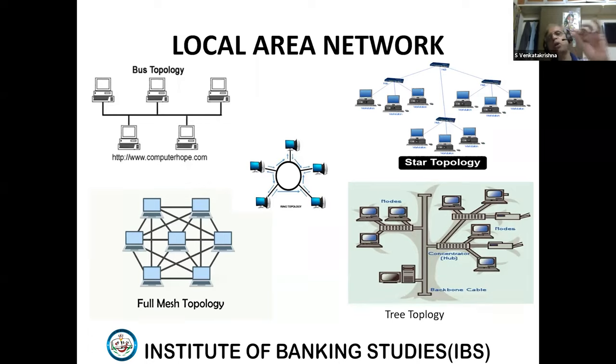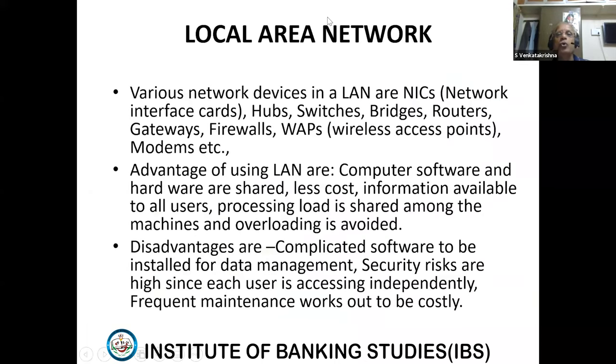So topology is the easiest question that you will get. Don't try to miss those. Try to cover all the topology questions. Please don't miss out. Various network devices in a LAN are network interface cards, hubs, switches, bridges, routers, gateways, firewalls, WAPs, that is wireless access points, modems, etc.